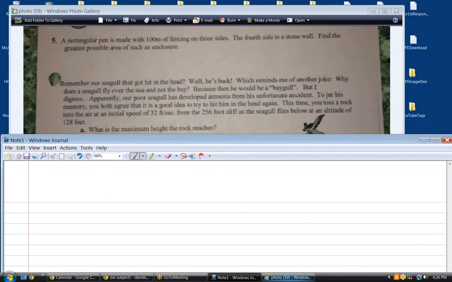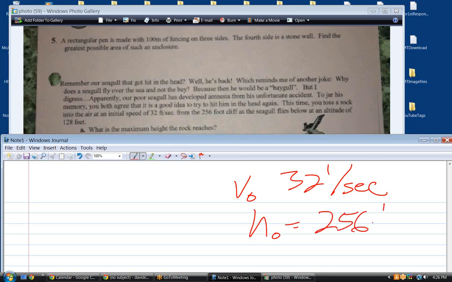Try to hit him in the head again. Okay, so this time you toss a rock into the air at an initial speed of 32 feet per second from an initial height of 256 feet, the top of a cliff, as the seagull flies below at an altitude of 128 feet. So we're actually throwing the rock down.